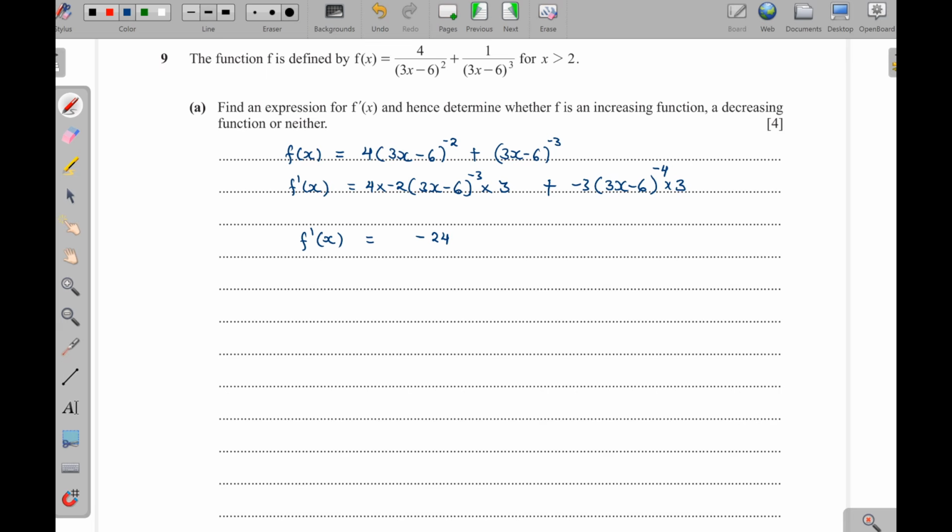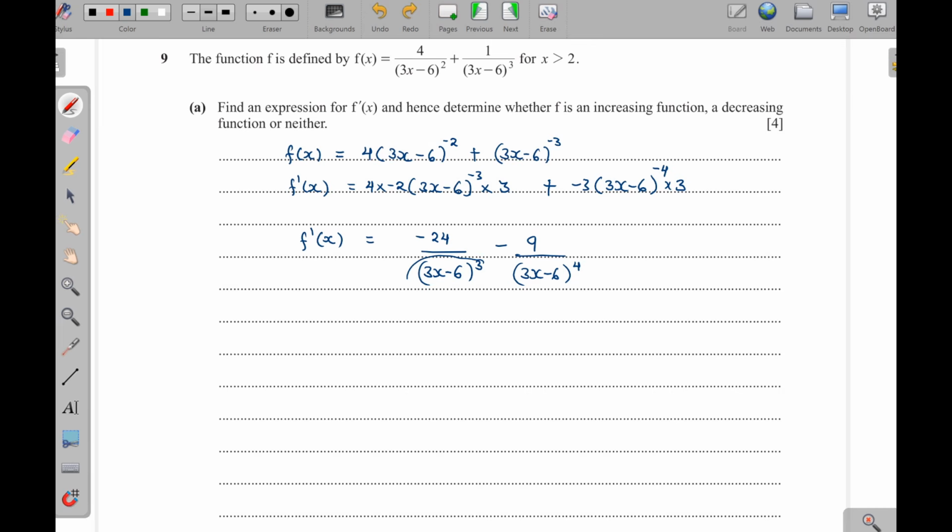Then we divide it by, using rules of indices, I can take this one down again. So that will be 3x minus 6, cubed. And then this is a minus 9, so minus 9 out of 3x minus 6, to the power of 4. Now, since the x values we are going to get here are all greater than 2, let's say we put 3. So 3 times 3, that's 9, minus 6, you get 3, not so?